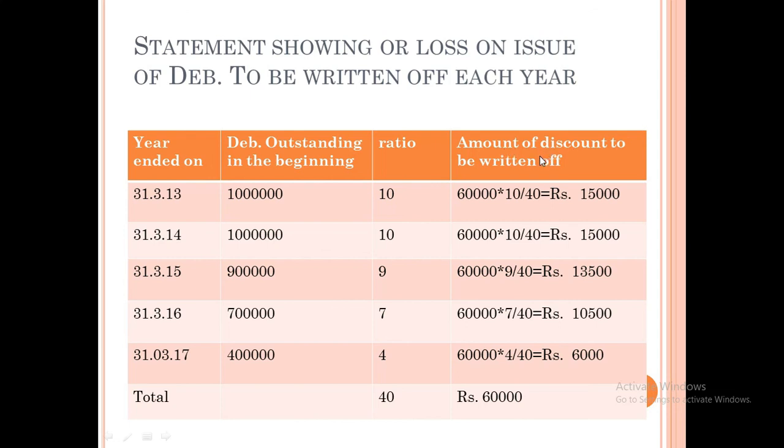The amount of discount to be written off each year. The amount of discount was 60,000. So 60,000 into the ratio of this year divided by total of ratios, which is 15,000. In the next year also same. Then in the next year 60,000 into 9, divided by total of ratio 40, is 13,500. Then in the next year 10,500 and the last year 6,000.